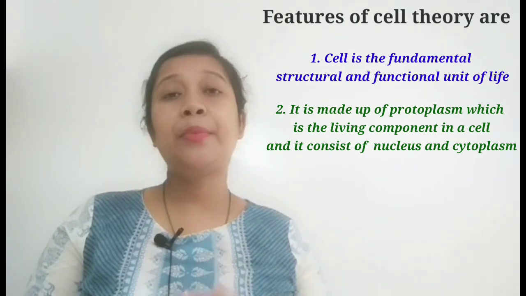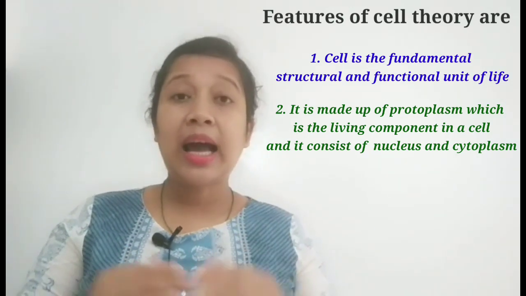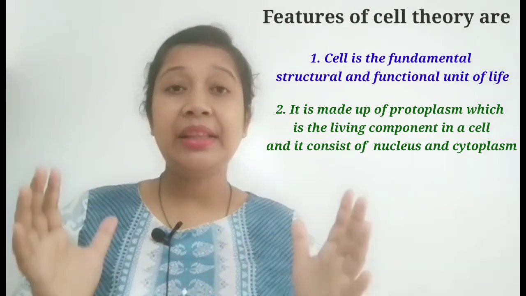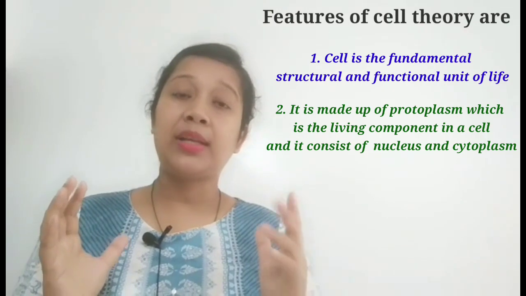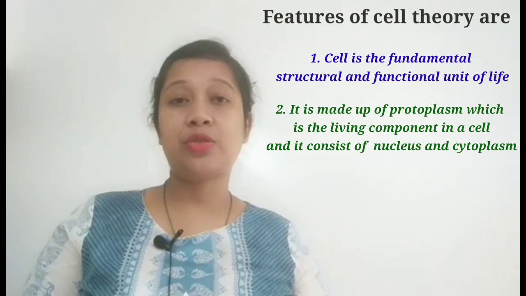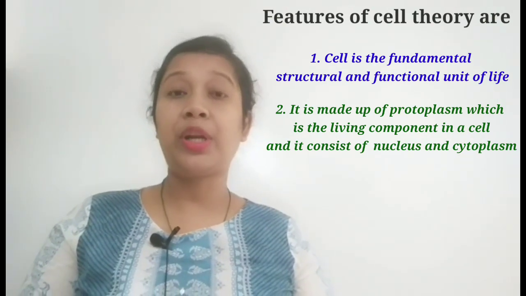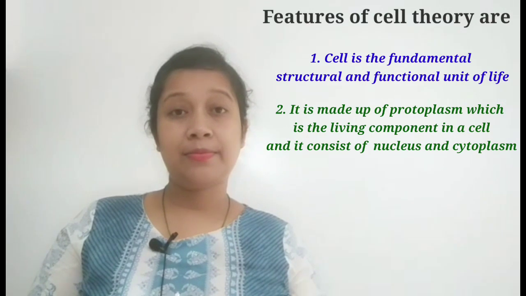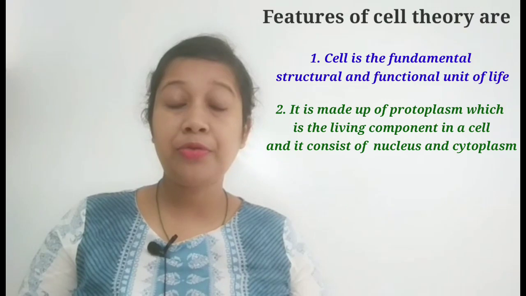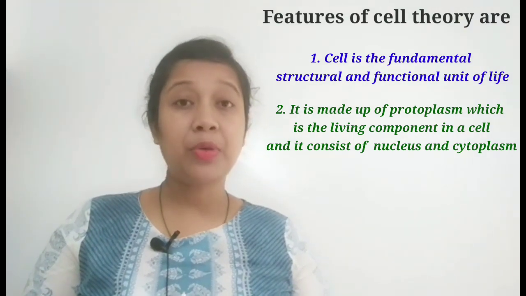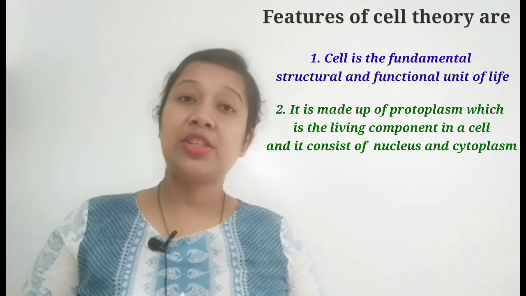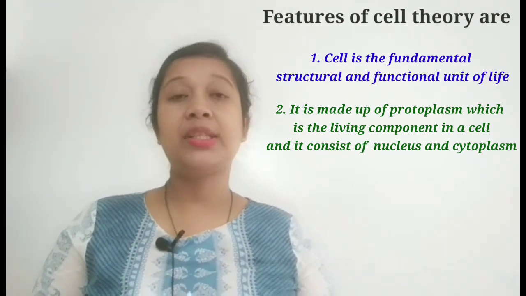That means a cell comprises two parts: the outer boundary, which is the non-living part, and the inner part, which is called the protoplasm. So the statement goes that a cell comprises protoplasm, which is the living component of a cell, and that helps in the functioning of a cell with the help of the nucleus, which is a part of the protoplasm, and the cytoplasm along with its cell organelles such as mitochondria, Golgi apparatus, etc.